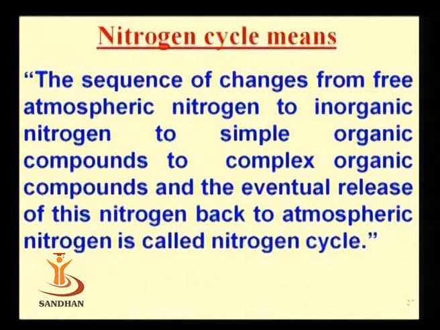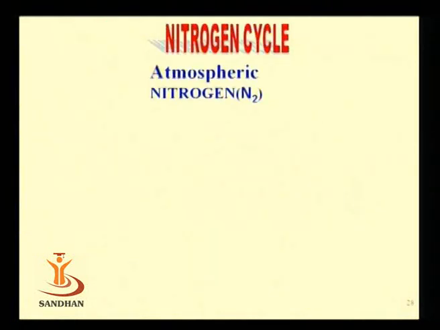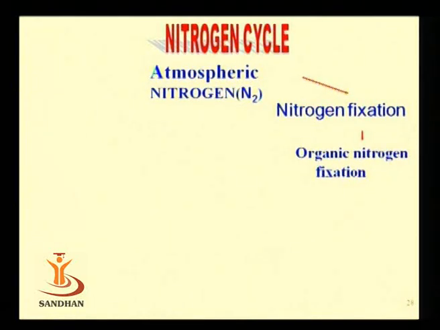Let us have an overview of this cycle. Atmospheric nitrogen is fixed by symbiotic and non-symbiotic nitrogen fixing bacteria in the soil. This fixed nitrogen is converted into organic nitrogen, that is, in the form of proteins in plants. When plants are eaten by animals, the nitrogen passes into the animals and gets deposited as a part of soil organic nitrogen.